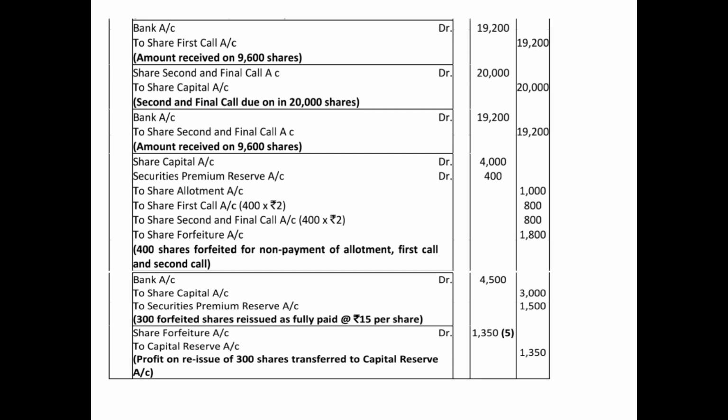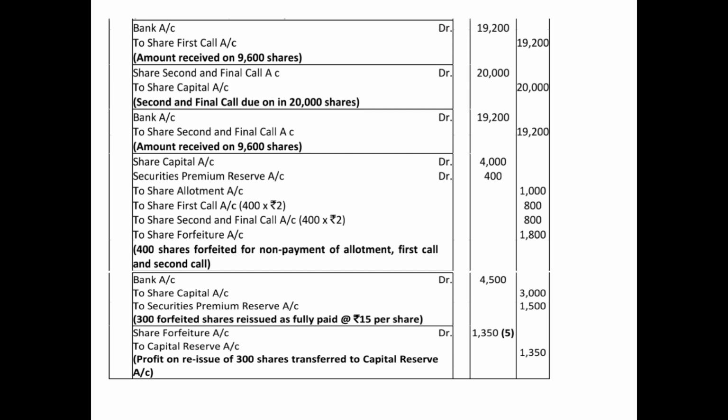Now after making the final call, the shares are forfeited. So we'll pass the entry for forfeiture. So share capital account debited with the called up value excluding the premium. So we are forfeiting 400 shares and the called up value excluding premium is 10. So 400 shares into 10, that is 4000. Now since in this case the shares are issued at premium and premium money is not received, therefore we will write back the premium reserve account. So we will debit securities premium reserve account with the amount of premium on defaulting shares, that is 1 rupee on 400 shares, that is 400.